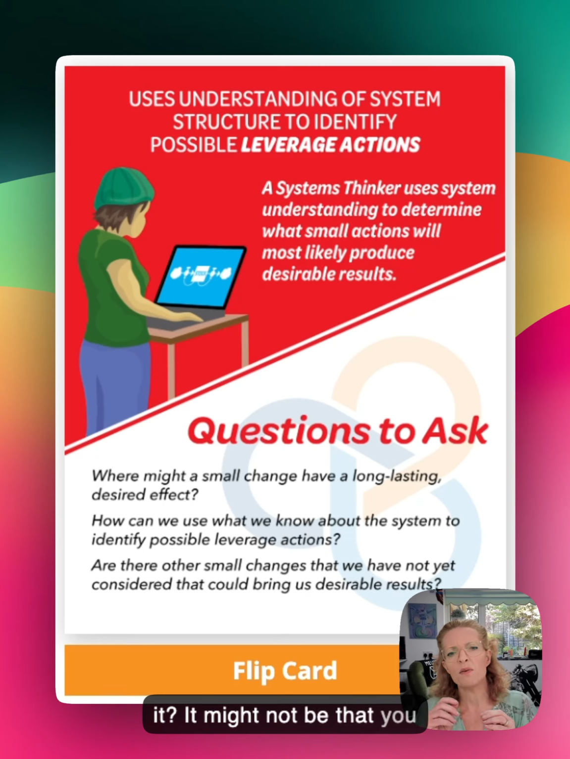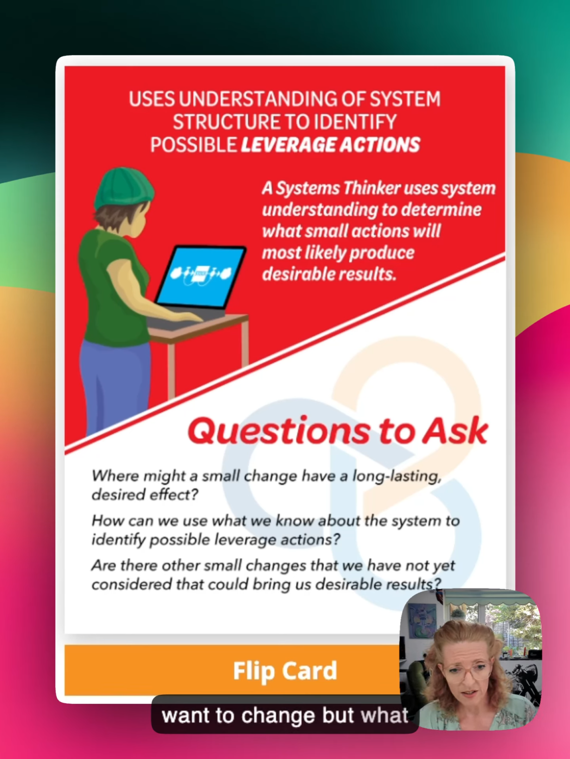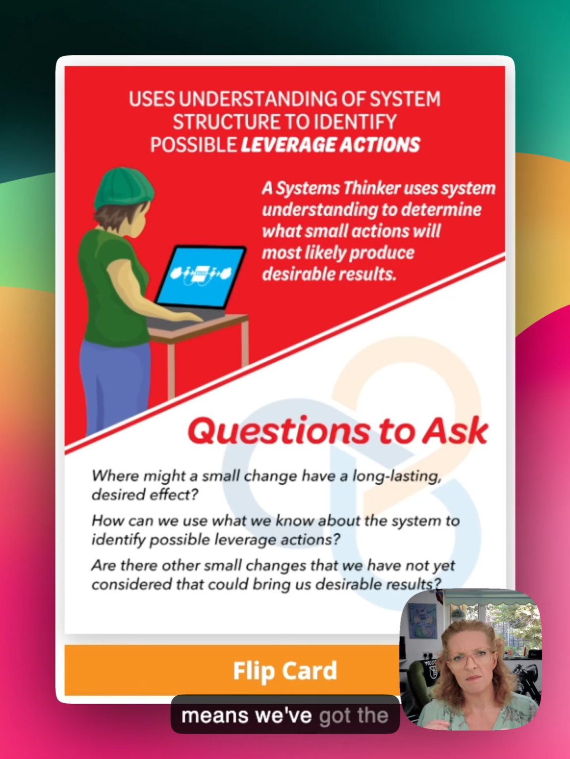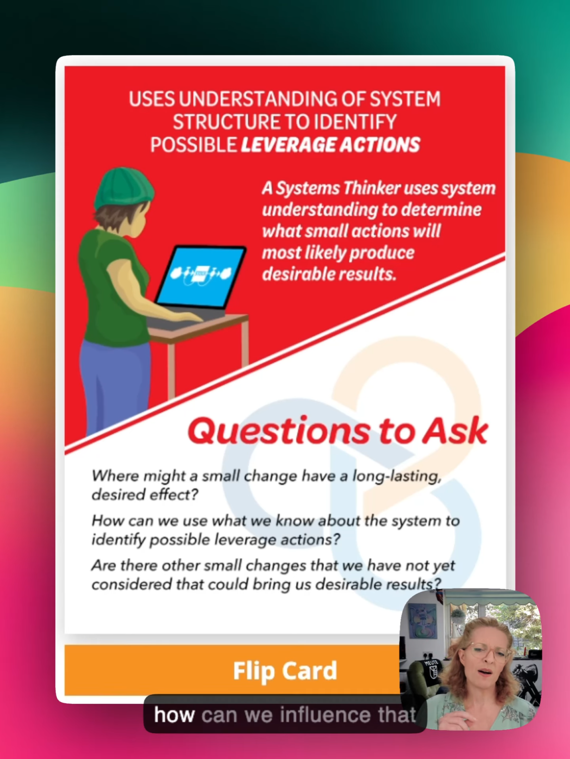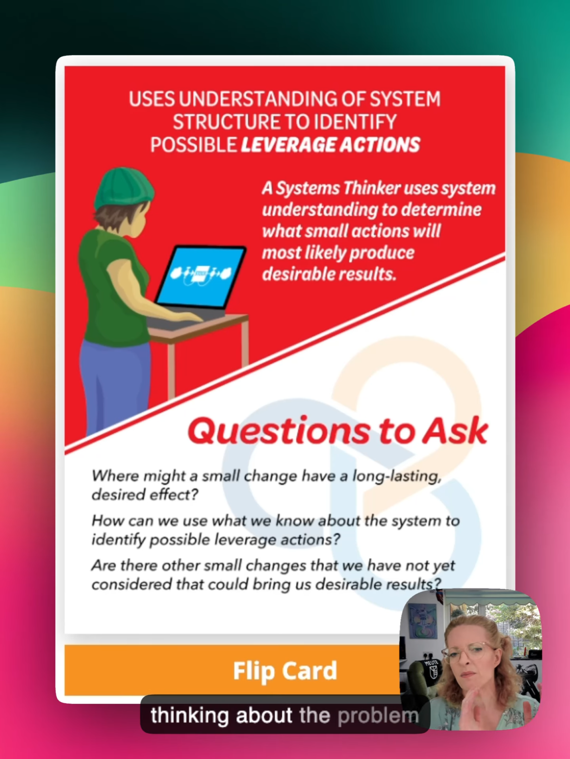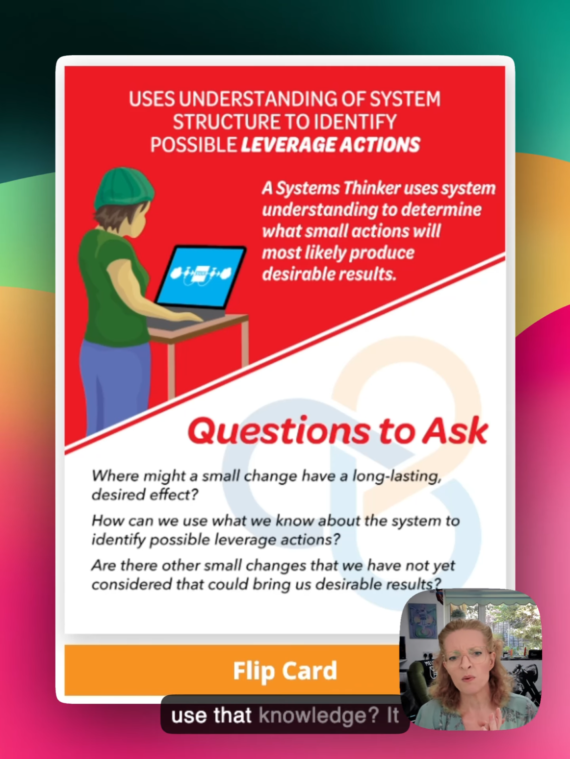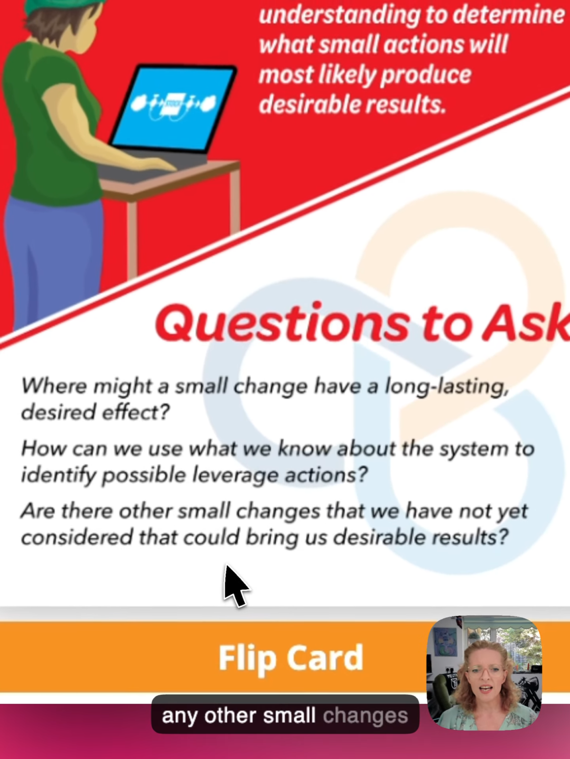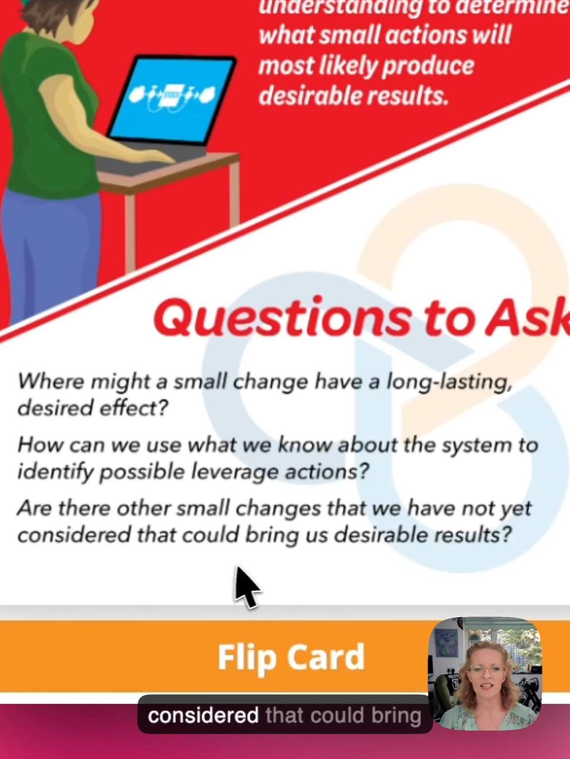It might not be that you change the element that's connected to the one you want to change, but what we know about the system means we've got the thinking space to say, well, how can we influence that element that's connected, rather than just thinking about the problem situation? So how can we use that knowledge? It may not be changing something, but it's changing something related to that. Have that brainstorming session, have those times of thinking about possible options and leverage actions. Are there any other small changes that we've not yet considered that could bring us desirable results?